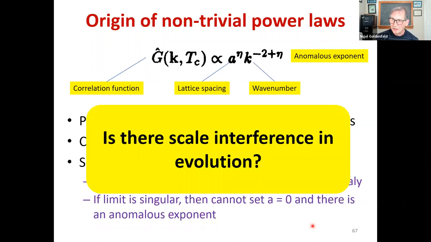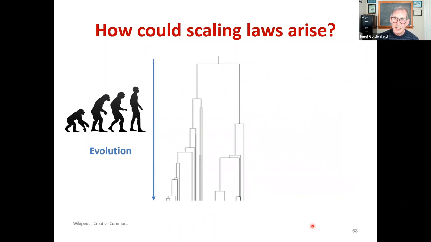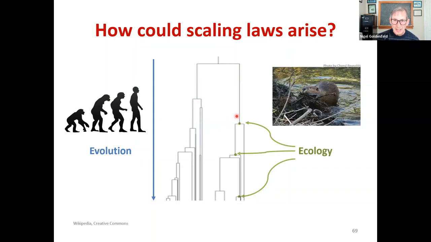So how could these sorts of scaling laws arise in evolution? Just to recap, these lengths are the evolutionary process, the mutations in DNA and differences in DNA. These nodes represent speciation events. If we look at these nodes, what's actually happening there is ecology. Ecological processes, such as the one shown here, where a beaver has created a dam that has disrupted a river, that has then caused a lake to form, that has destroyed some of the elements of an ecosystem and allowed other elements to survive and flourish and evolve.